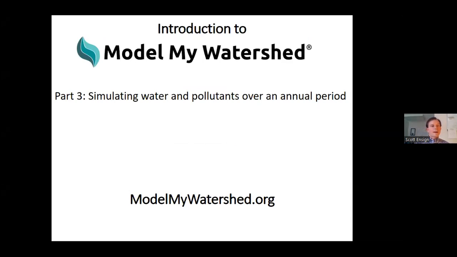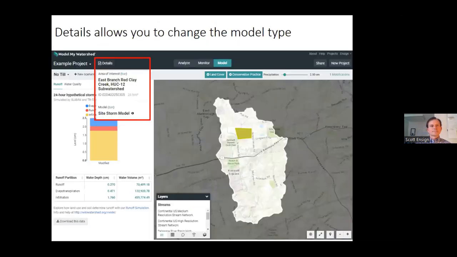The third part of this series of describing how to use Model My Watershed involves simulating water and pollutants over an annual time period. If you followed through the last example, you'll know that we used the site storm model to simulate a one-day storm event.